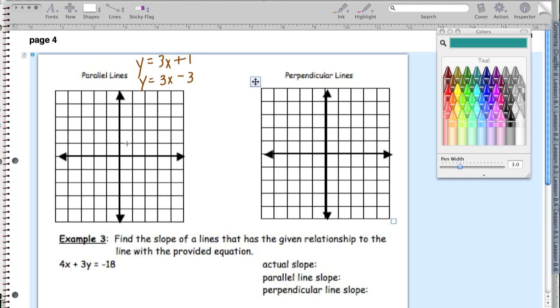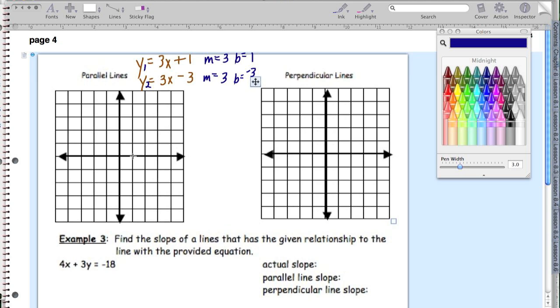So the first one I'm going to graph. I'm going to identify my m and my b for each. My m for the first one is 3 and my b value is 1, my y-intercept. For the second equation, my m value is 3 again, but my b value is negative 3. Because I'm going to graph both of these on the same coordinate plane, I'm going to label this y1 and y2. That's my way of denoting the difference.